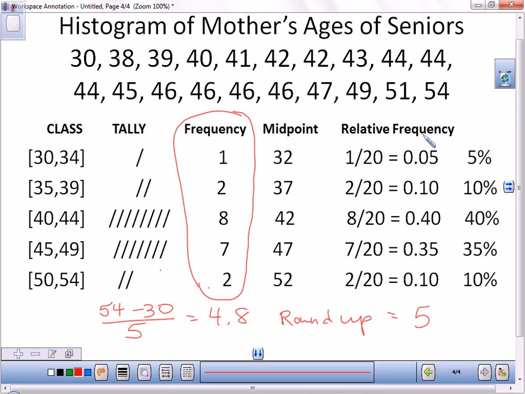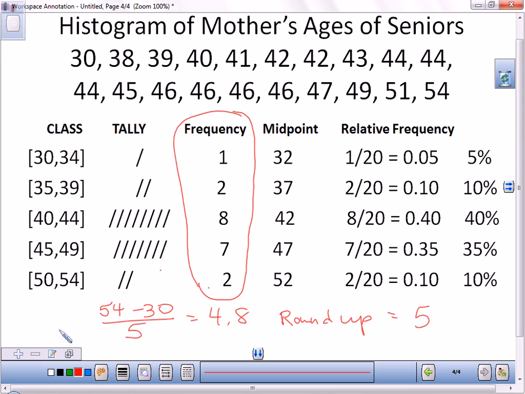So you take the frequency, divide by the total. That's your percentage. So we can say that 40% of the mothers are between 40 and 44. Does that make sense? And then we can graph this data.